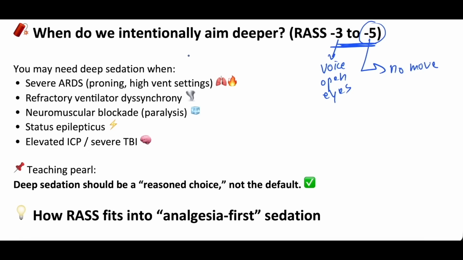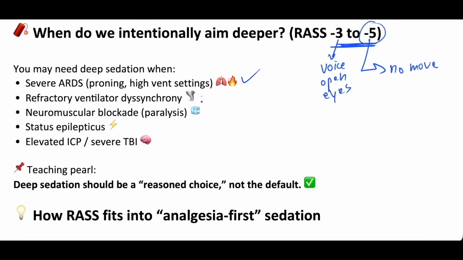Okay, so some conditions we aim for deeper sedation, and a few examples that pop up here are like severe ARDS. We still want the lightest sedation tolerable with severe ARDS, but sometimes these patients, if you're proning them or they're on very high vent settings, and you start getting a lot of vent desynchrony or tachypnea or things that are increasing ventilator-induced lung injury, you might more deeply sedate them. But having severe ARDS in and of itself is not an indication to just reflexively deeply sedate them.